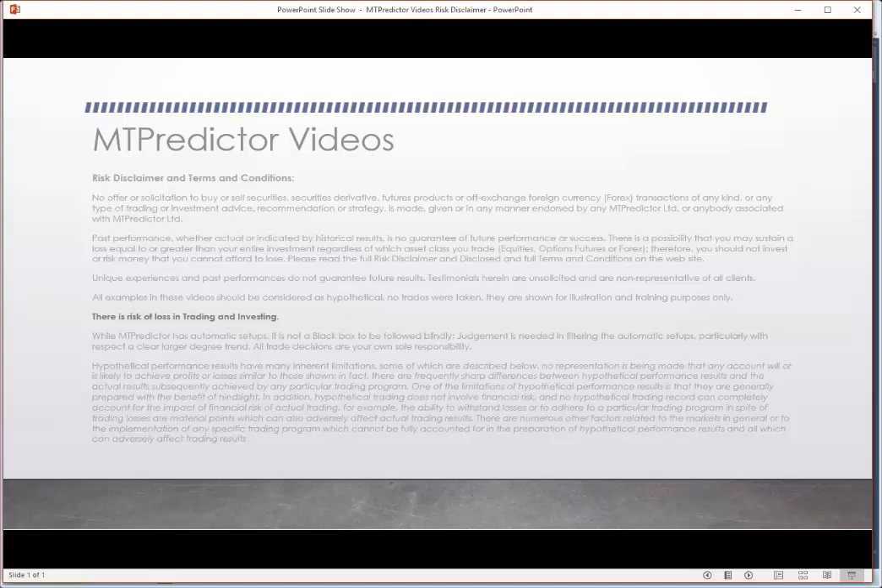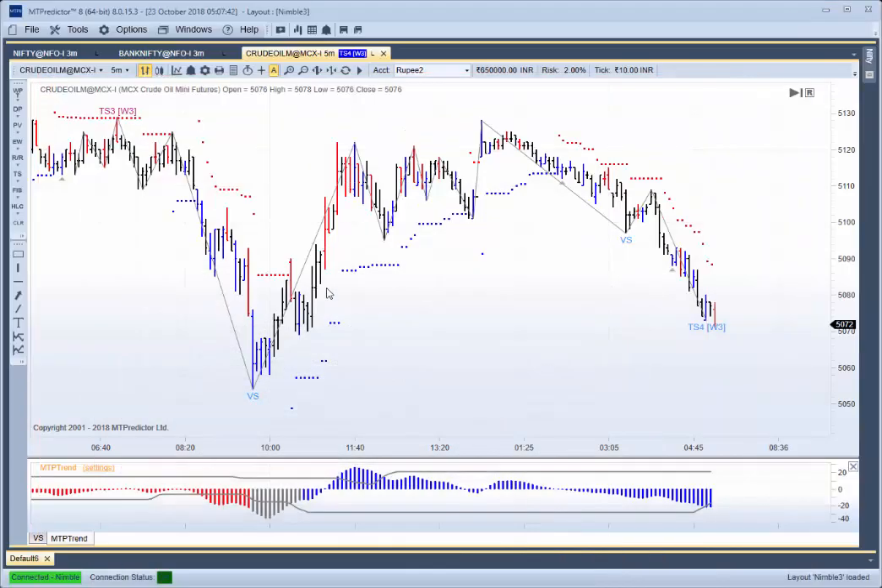But as usual, we start with the risk disclaimer and remind you that all examples in these videos should be considered as hypothetical. No trades are actually taken, they're just shown for illustration and trading purposes only. Remind you there's a risk of loss in trading and investing. Put another way, all professional traders know and understand, but more importantly accept that losses can and will and do unfold. Also remind you that all the techniques we look at can be used on any time frame and any markets, as long as the markets are liquid.